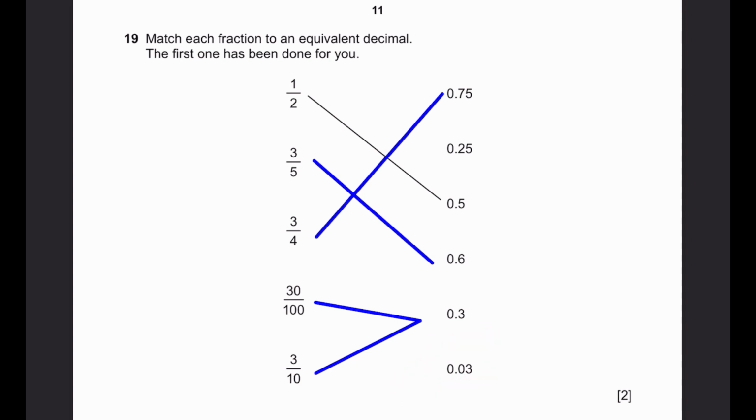0.03 is not taken because there's none of these equivalent to 0.03.